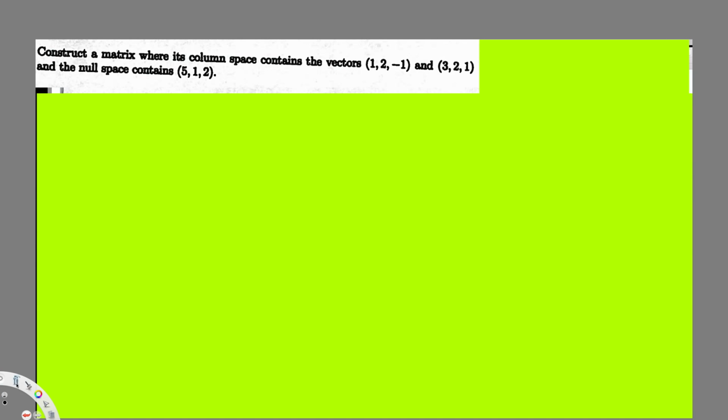to this problem right here. The question is asking, construct a matrix where its column space contains the vectors (1, 2, -1) and (3, 2, 1), and the null space contains (5, 1, 2). So let's see how we can do this.